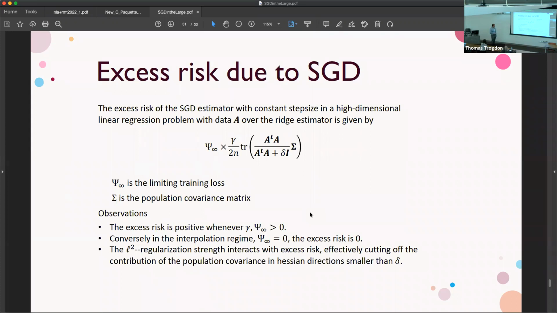There are some other features which may be interesting, like the actual shape of this term is somewhat interesting in the sense that the L2 regularization parameter appears here. So this A transpose A over A transpose A plus delta I is something like a projection, a soft projection operator in the direction of the big eigenvalues of A. And so it's only those parts which end up contributing to the limiting excess risk.